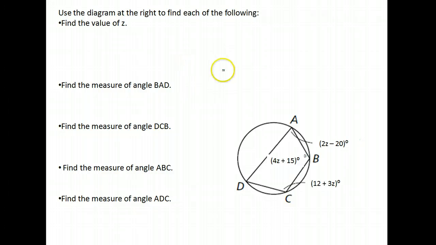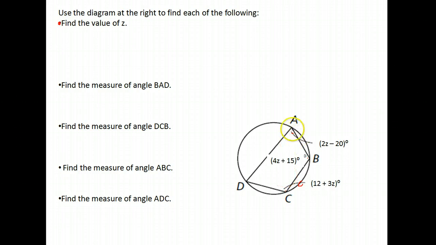Okay, so once again, let's use our properties to solve this problem. First it says find the value of z. If we look at our diagram down here, notice we have several angles labeled. The angle at B is 4z plus 15, the angle at A is 2z minus 20, and the angle at C is 12 plus 3z.